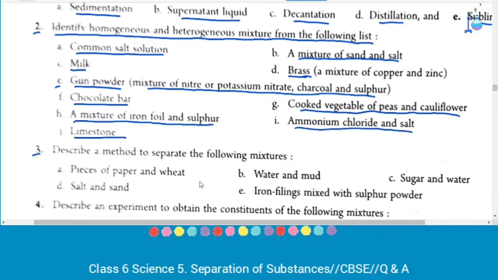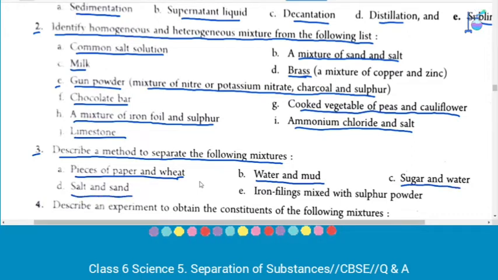Third question, describe a method to separate the following mixtures: a piece of paper and wheat, water and mud, sugar and water, salt and sand, iron filings mixed with sulfur powder.